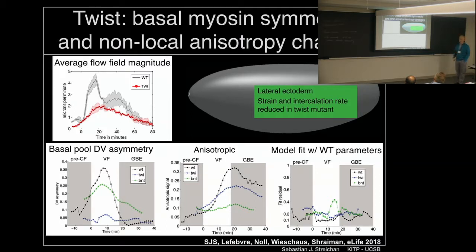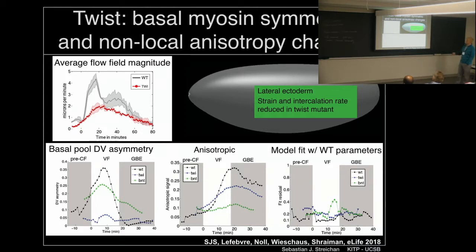And I think Maha and Benedict Sanson have a very nice paper talking about how strain and intercalation rates in the lateral ectoderm of these twist mutants are actually reduced. And that's in agreement with just saying that it's slow, right? And so we wanted to understand where this is coming from and whether, by plugging in our model, we could still be good at predicting how it goes.